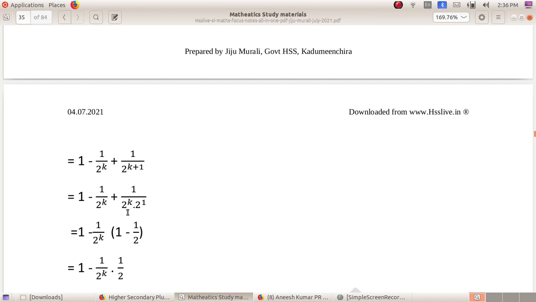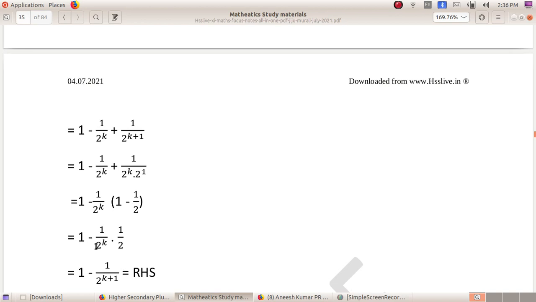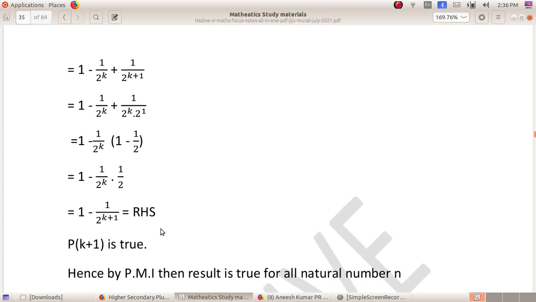Here 1/2^k is common, so it can be taken outside. So 1, then this plus becomes minus because minus is taken outside, and 1/2. 1 − 1/2 means half. So 1 − 1/2^k into 1/2, and 2 means 2 raised to 1, so 2^k times 2^1 gives 2^(k+1). That is the right-hand side.